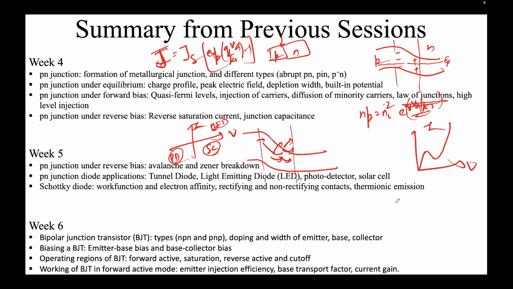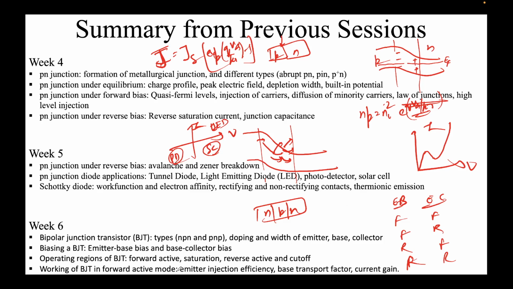Let's say I'm talking about an NPN BJT. There is an emitter-base junction and there is a base-collector junction. Each can be forward or reverse biased: forward-reverse, reverse-forward, and so on. So there are four combinations, and we saw the forward active mode, reverse active mode, saturation, and cutoff. We saw all these operation regions, based just on the biasing of the emitter-base junction and the base-collector junction.